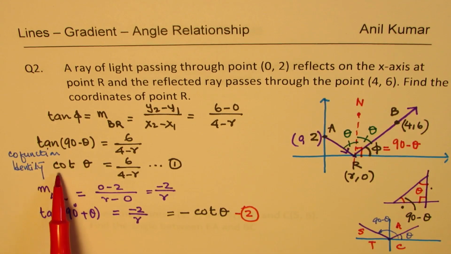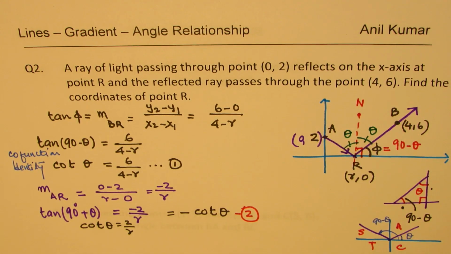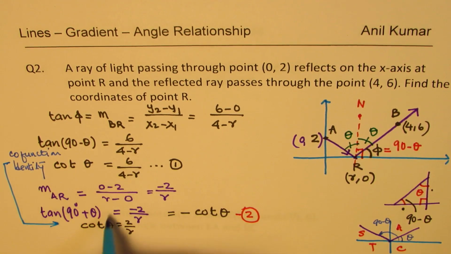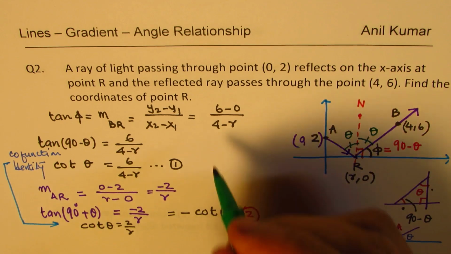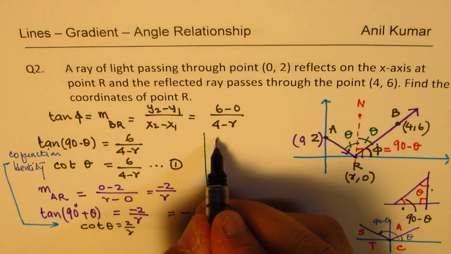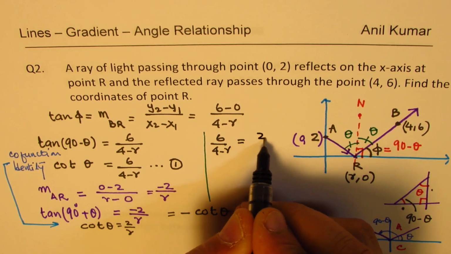So we have an expression for cot theta as 6 over 4 minus r, and minus cot theta as minus 2 over r. So from here, I could also write cot theta as 2 over r. Correct? And now we can equate these two equations. Both are cotangent theta, right? Equating that will solve this. What do we get? So here we get 6 over 4 minus r is equal to 2 over r.